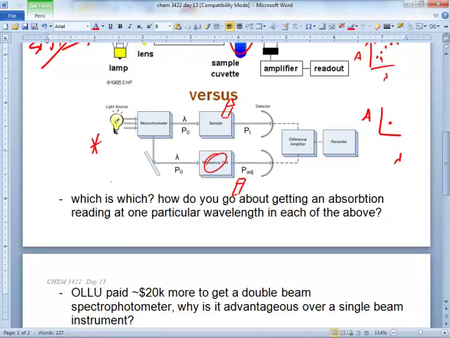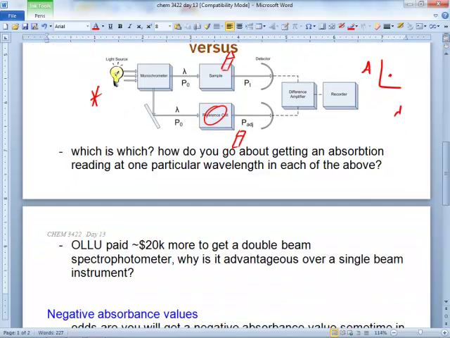We don't care how warmed up the detector is. We don't care if the light source is behaving or not. Flickering wouldn't be the best thing, but it really wouldn't hurt anything, right? It's measuring transmitted and incident at the same time. Okay, that's the real reason. It reduces the error.